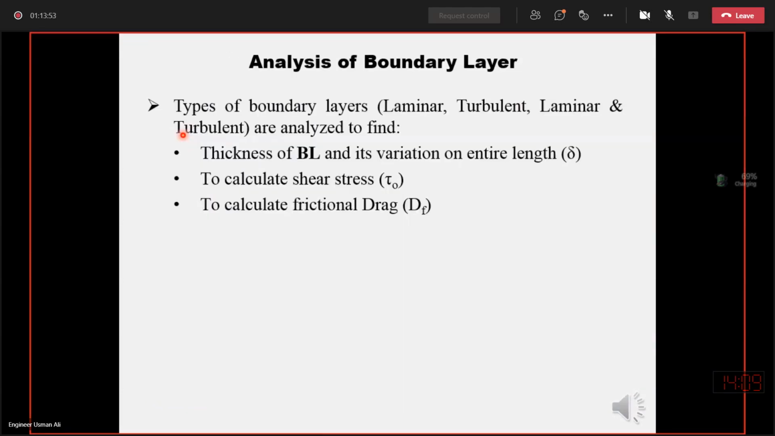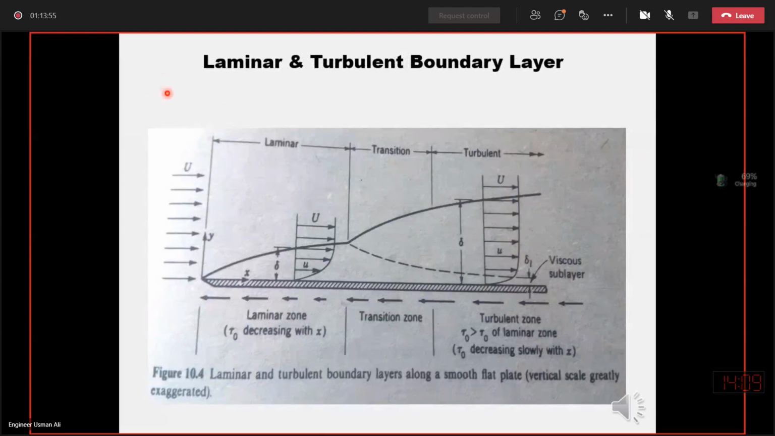Now, up till this point, if anybody has any questions, up till now we have learned there are two forces applied by the fluid on an immersed body: drag force and lift force.